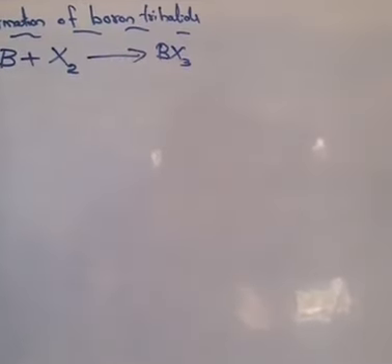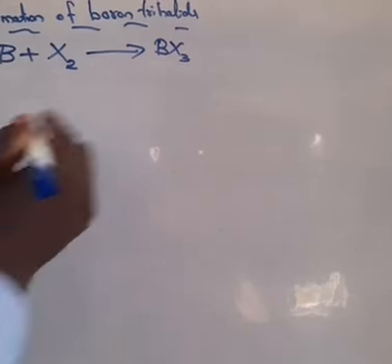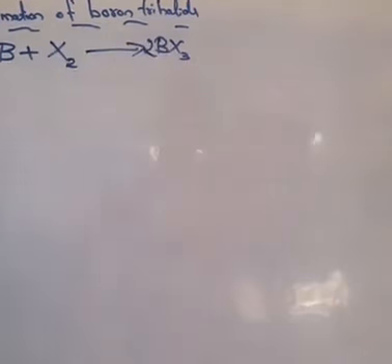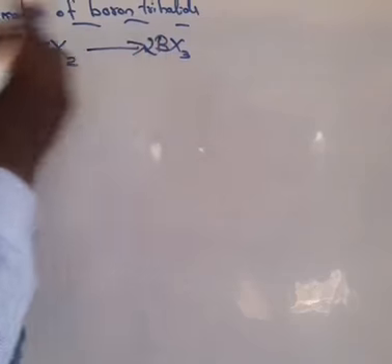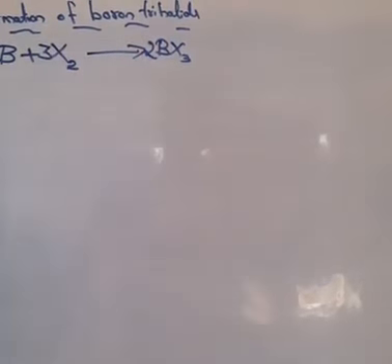So halogen 2 here, halogen 3 here. Balancing the equation is very important. How can you balance the equation? Make it 2 here, so 3 here. Here I have 2. Now the equation is balanced.